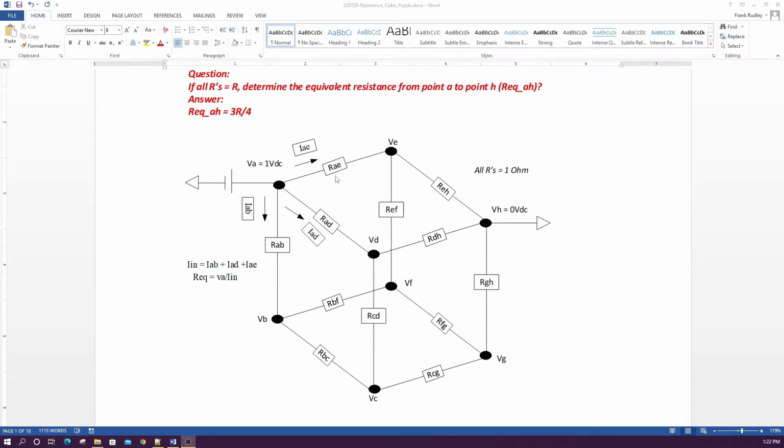Now it could just as well have been REA, but I used the convention of going from the highest letter to the lowest, or lowest to highest letter. So I'm trying to do it in that order. It doesn't really matter, but I was trying to do it for consistency. So I put here all R's are 1 ohm, and that's not quite true. It could be whatever you want to set them to, but to simplify the problem, I set them to 1 ohm to make it easier to do.